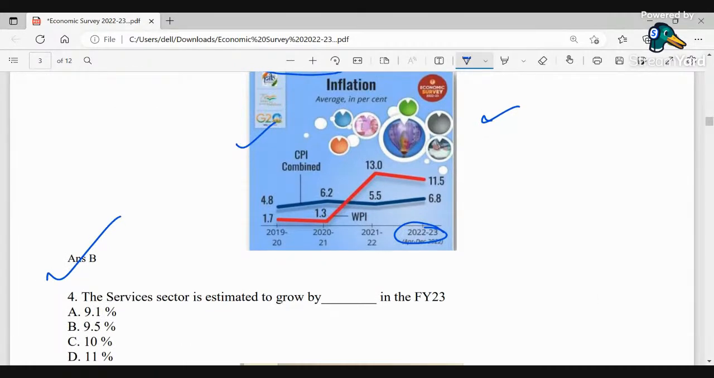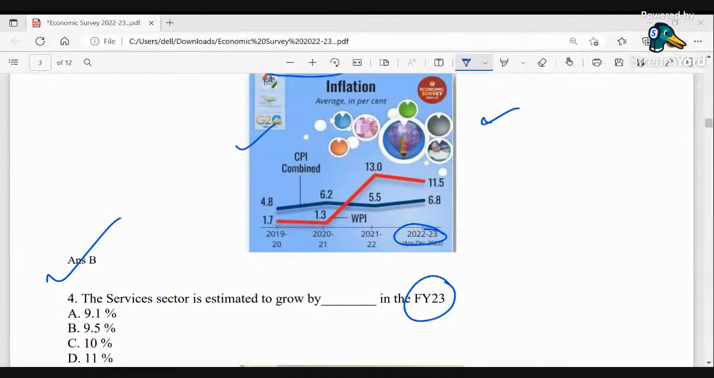Coming to the next one, the service sector is estimated to grow by how many percentage in financial year 23? Anyone with the correct answer? So we have got three sectors. We have got the agriculture sector, we have got the manufacturing sector, and lastly, we have got the service sector. So service sector is estimated to grow by what percentage in the financial year of 23? So that has been asked in question number 4. So it is 9.1, 9.5, 10, and 11.